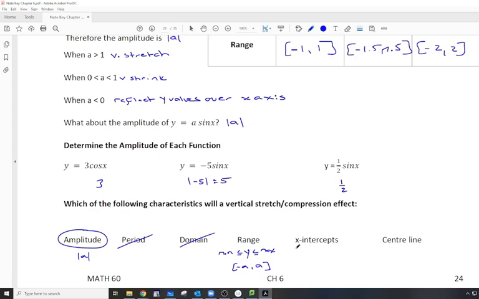Does it affect your x-intercepts? Nope, because their y values are 0. And does it affect your center line? Nope. So it affected your amplitude and it affected your range.